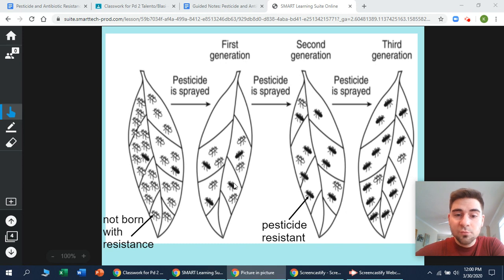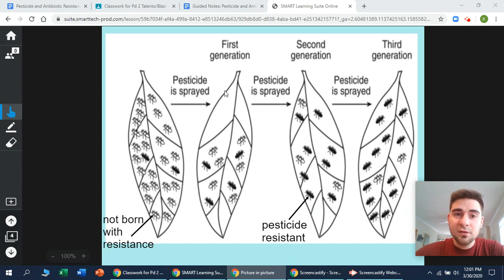But the ones with resistance start to reproduce, right? So there's more of them with resistance, and you spray the pesticide again on these, right? So these three are susceptible, they might die. The other ones, not so much, because they have the resistance. In the end, this third generation, you should now see there are a lot more with pesticide resistance than there were at the beginning. So this calls out natural selection, right?